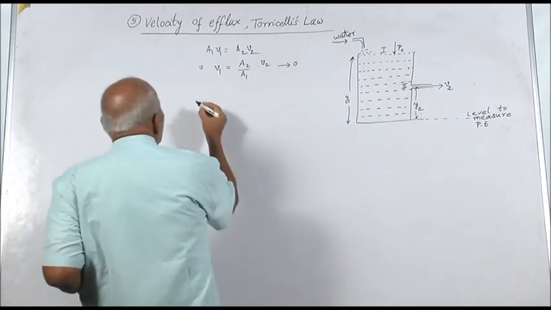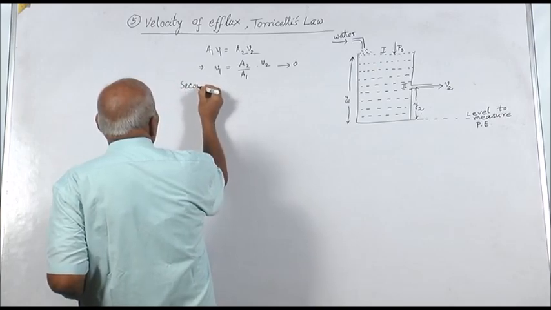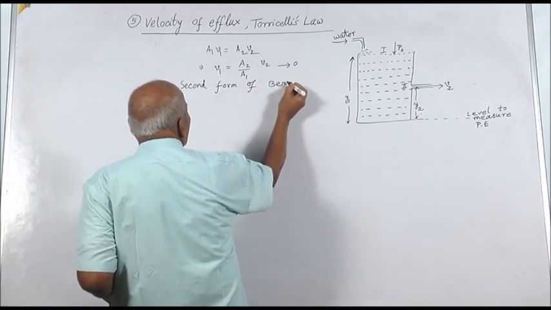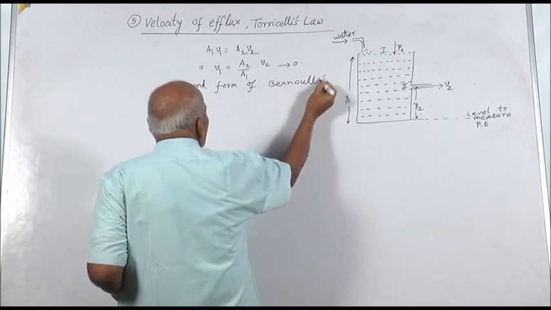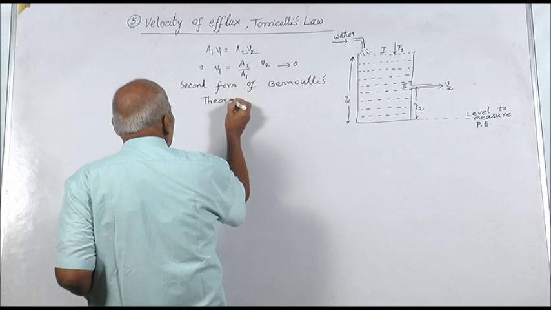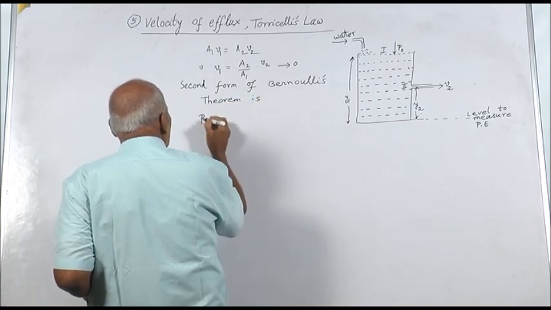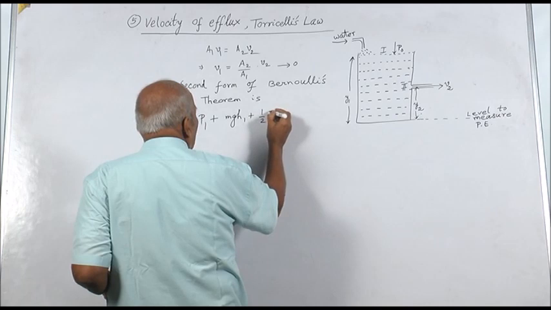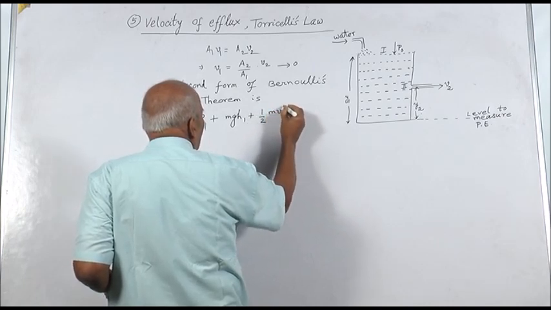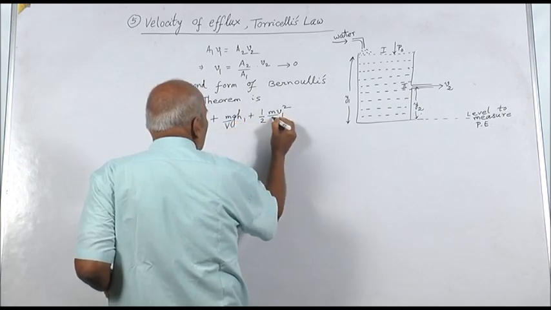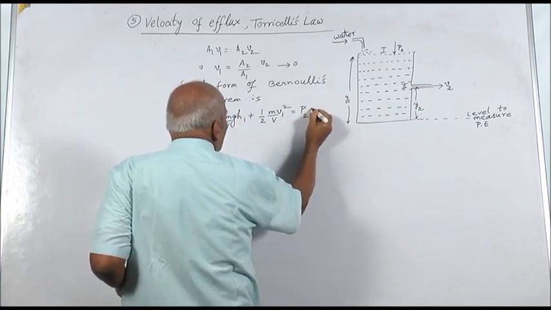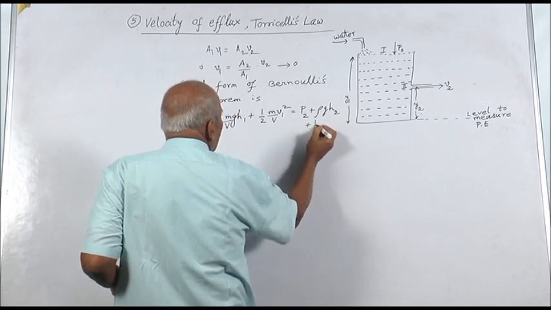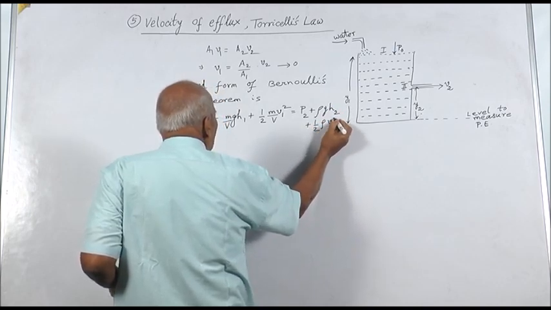So, what is the second form of Bernoulli's theorem? It is P1 plus m g h1 plus half m v1 square is equal to P2 plus, since m by V is rho, you can write directly, rho g h2 plus half rho v2 square.